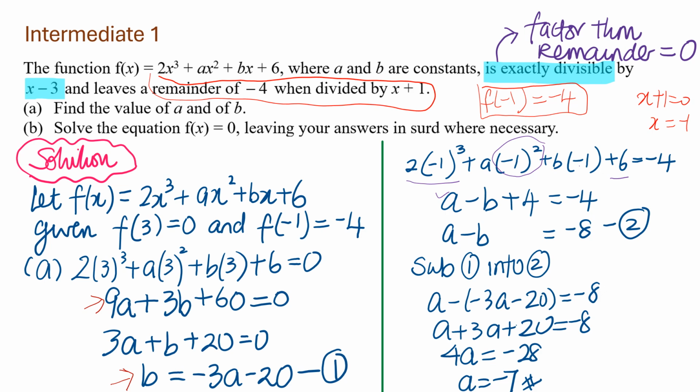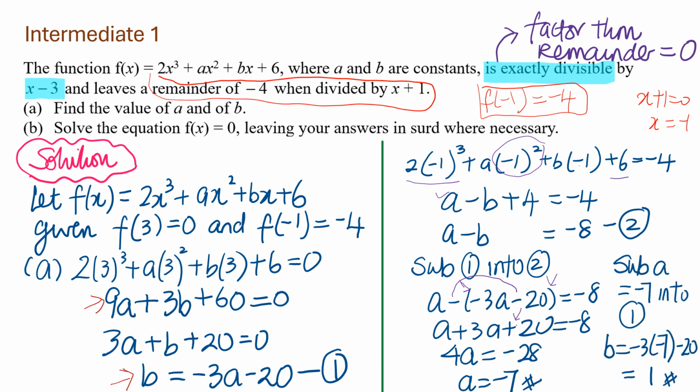And from there, I can get a equals to negative 7, right? Very important thing is to bracket this one here. Each time you have more than one term, you have to bracket it so that there will be a change of sign. Negative times negative gives you positive. Right, and we are not done yet. With the value of a equals to negative 7, let's substitute into equation 1 to find the value of b. Therefore a is equals to negative 7 and b equals to 1 for part A.